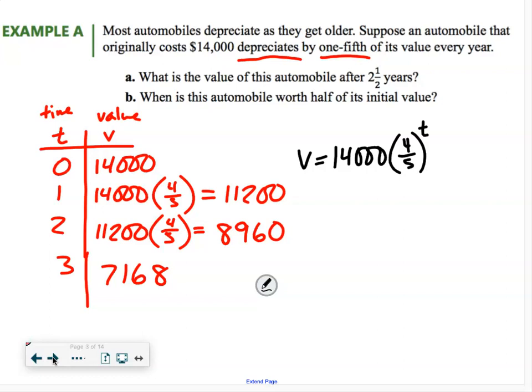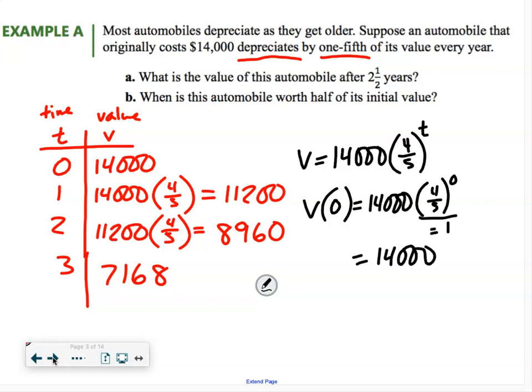Let's make sure this works. If t is 0, remember that any number to the 0 power is 1. So v of 0 would be 14,000 times 4/5 to the 0. This right here is 1. So v of 0 is 14,000, which makes sense. That's our initial value of our car.